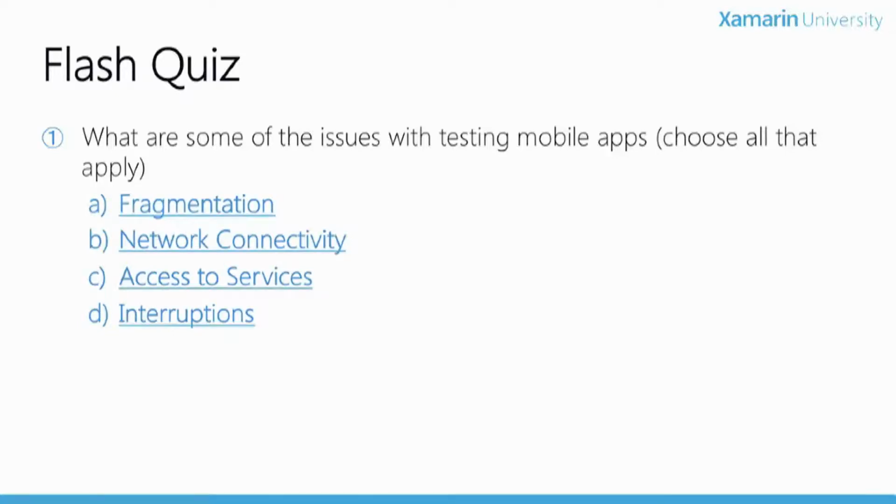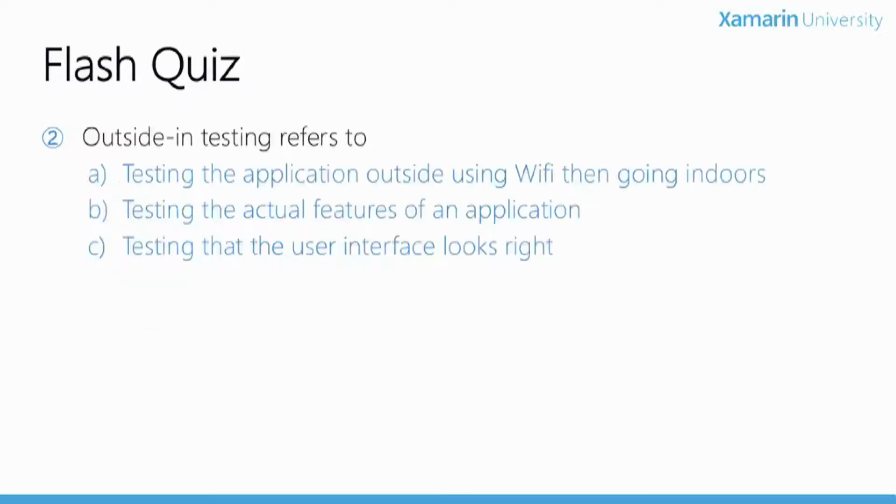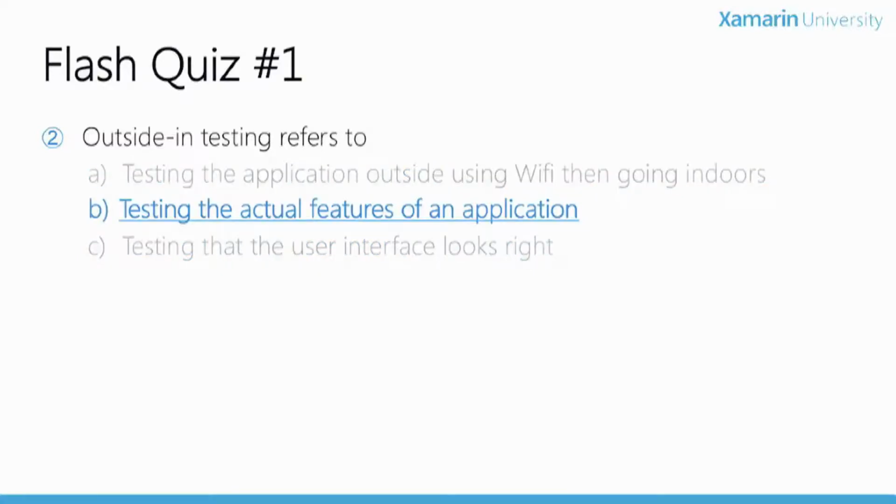And the answer here is all of the above. So question 2, outside-in testing refers to A, testing the application outside using Wi-Fi and then going indoors, B, testing the actual features of an application, or C, testing that the user interface looks right. And the answer here is B, testing the actual features of an application.